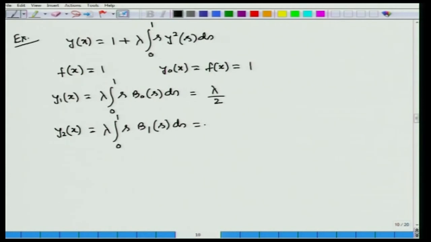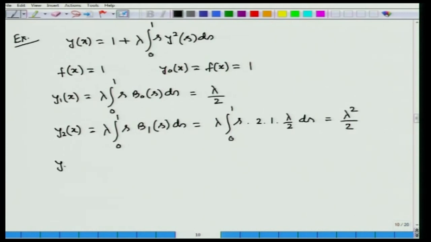Now, b1(x) was 2y0 y1(x), with y0 equal to 1 and y1(x) equal to lambda by 2. So, this will be equal to lambda integral 0 to 1 s into 2 into 1 into lambda by 2 ds, and this will be equal to lambda square by 2.